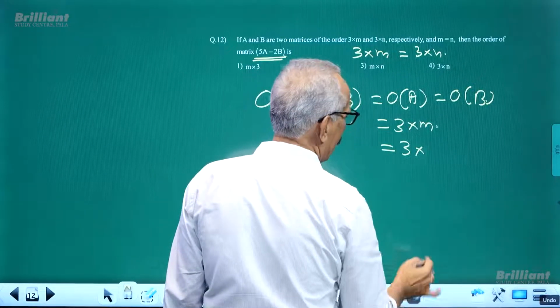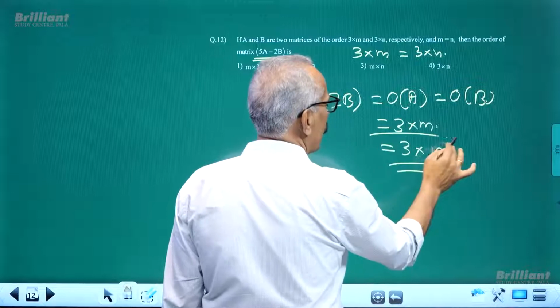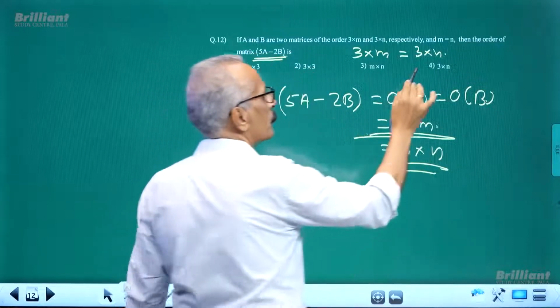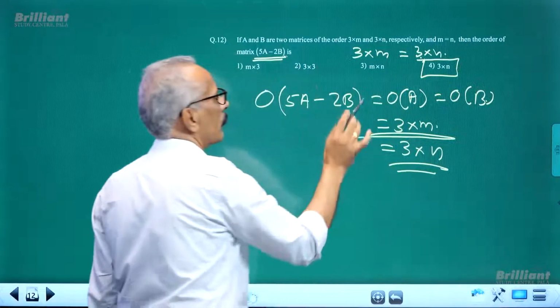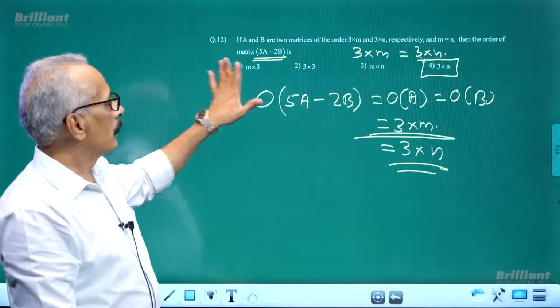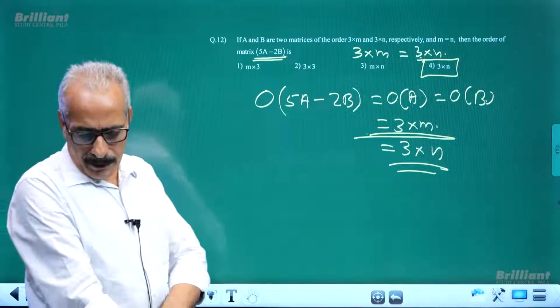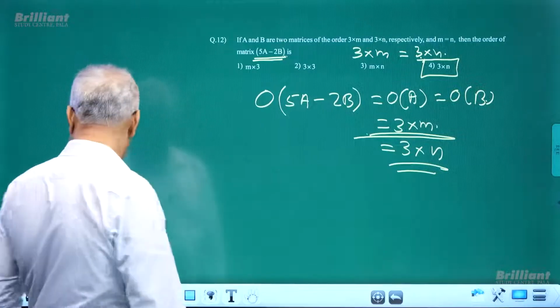Whichever of these two options comes, you have the answer. So it is 3 by n given here. 3 by 3, m by 3. So that is 3 by n. So the answer is 4 there.